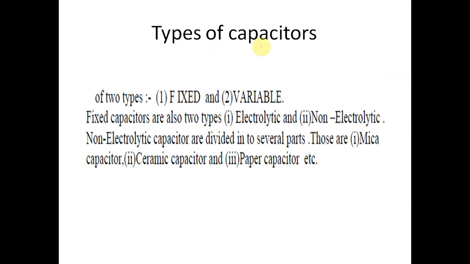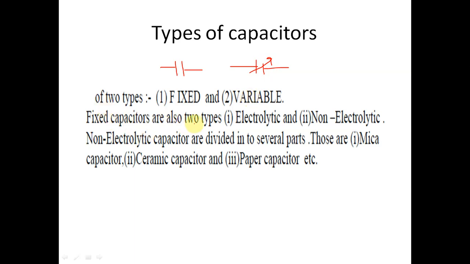Now types of capacitors. There are two types of capacitors present. First one is the fixed capacitors and second one is the variable capacitors. What is the meaning of fixed capacitor? Fixed capacitor's value is fixed. This is the symbol of fixed capacitors and this one is the symbol of variable capacitors, because variable capacitor's value is changing according to their applications.